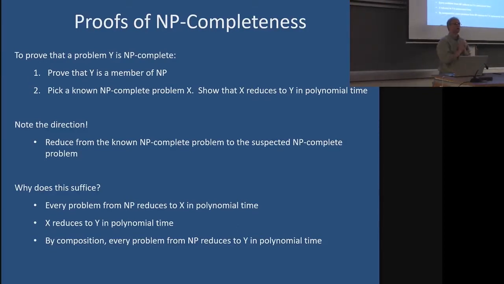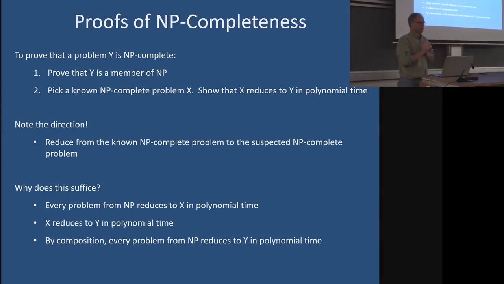How do we know that? What is it about X that lets us know that every problem from NP reduces to it in polynomial time? Yes, that's the definition of NP-completeness. Since X is NP-complete, we know that every problem from NP reduces to it.